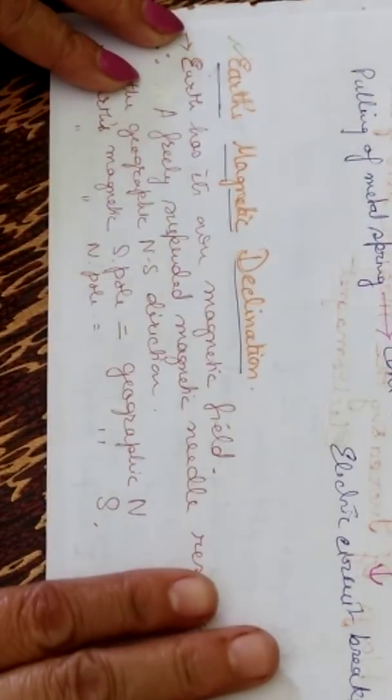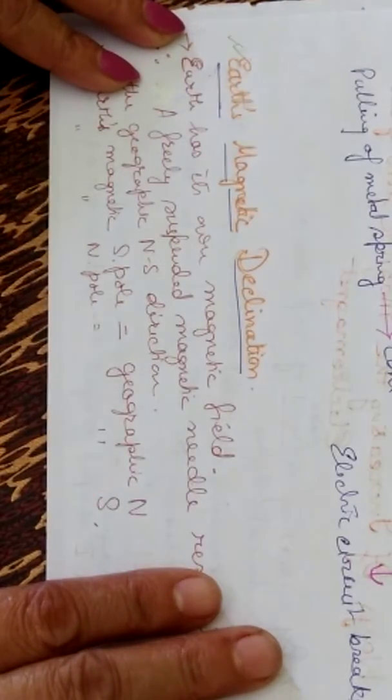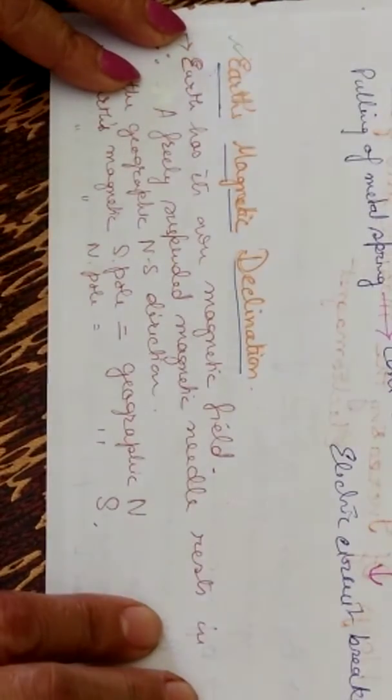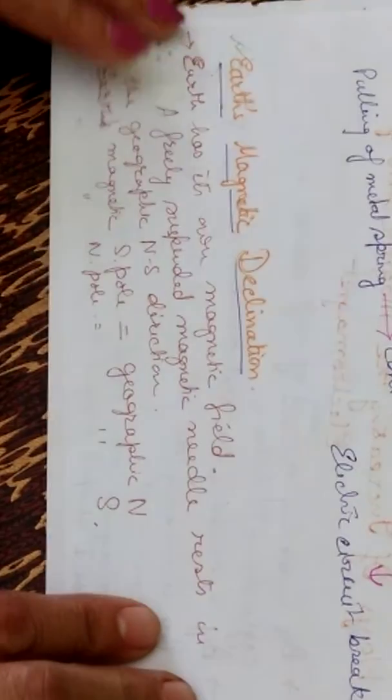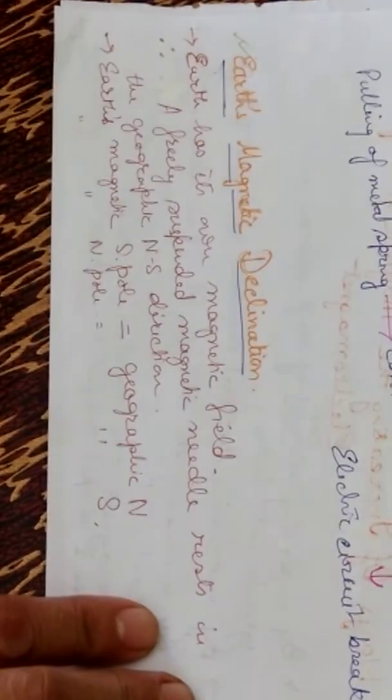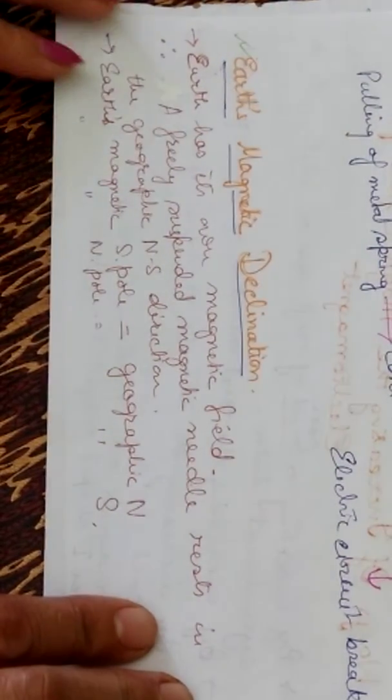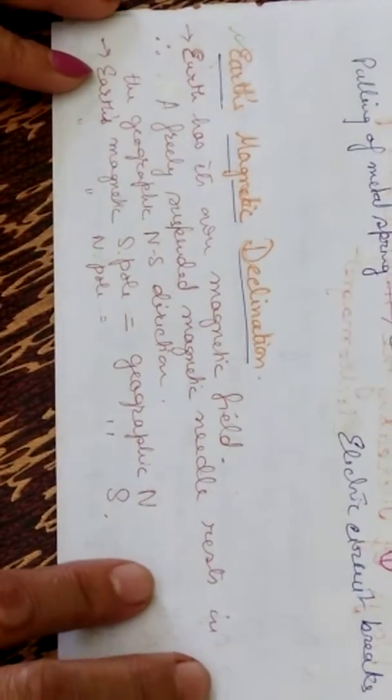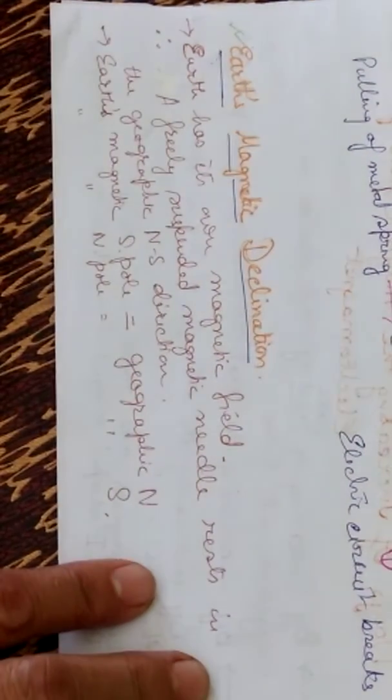Today I'm going to discuss the Electricity and Magnetism chapter according to the ICSE syllabus, class 7. I'm going to start with Earth's magnetic declination. What is magnetic declination? Earth's magnetic declination.